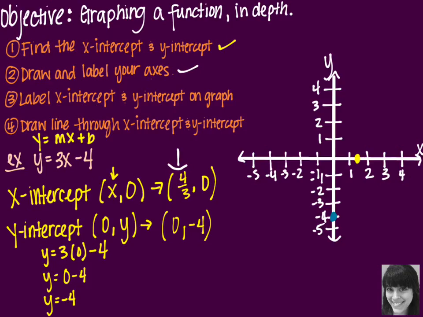Okay, please understand that a line that I make is the graph of the function. Okay, and it goes on forever unless the function tells me otherwise, which it doesn't. Okay, so this is the graph of our function y equals 3x minus 4. Okay?